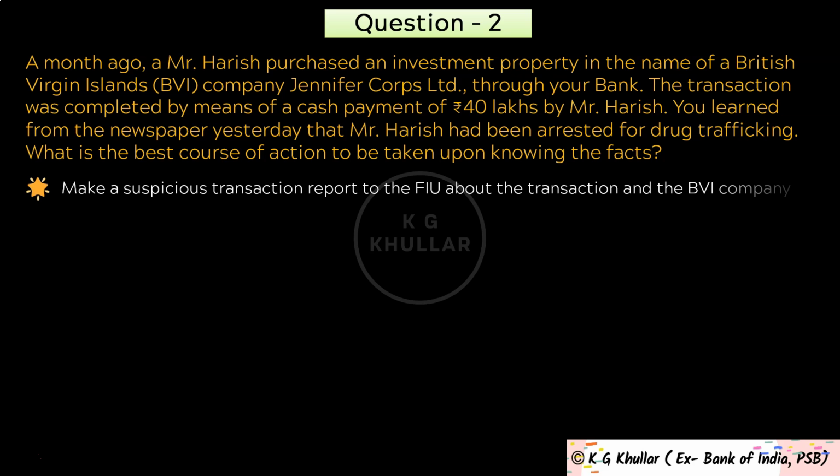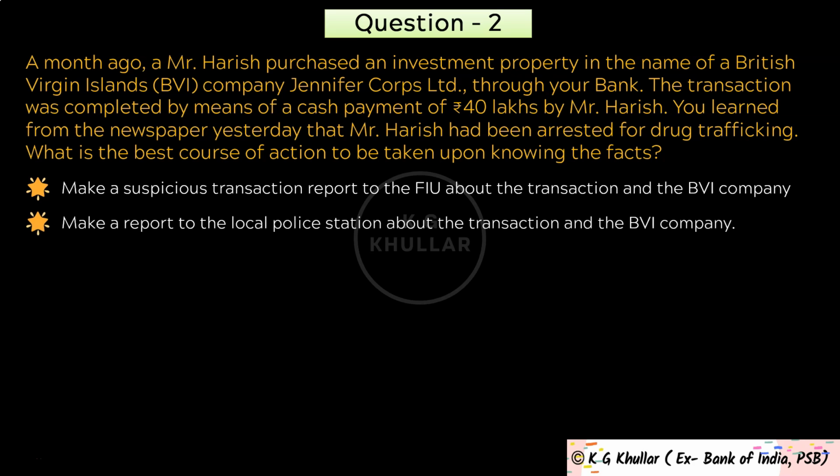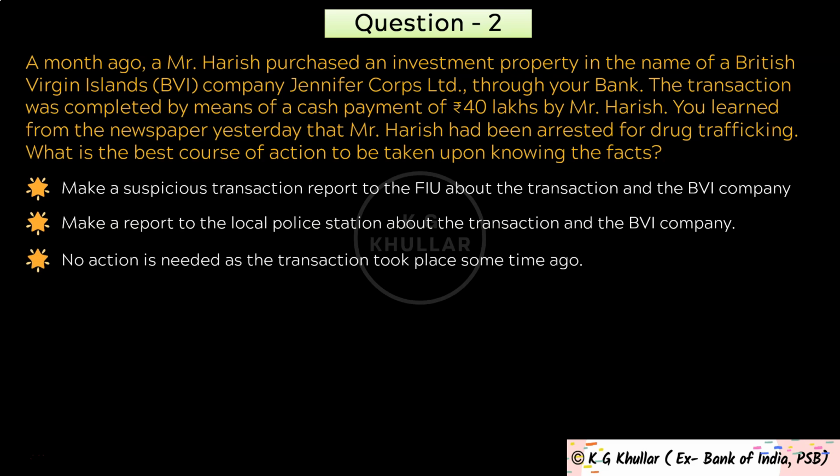And these options are given to you. That is, the first option is make a suspicious transaction report to FIU about the transaction and the British Virgin Island company. Then the second option is make a report to the local police station about the transaction and the BVI company. Then the third option C is no action is needed as the transaction took place some time ago. And the last option D is close all the accounts of Mr. Harish.